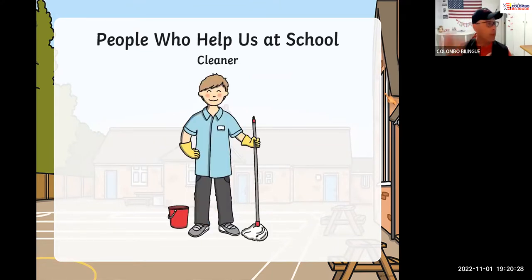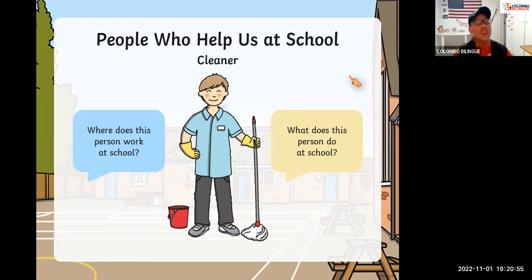Cleaner. Sometimes he's separated. Sometimes they're both, in Colombia both things are made by the same person. En Colombia, estas dos cosas las hace el mismo. All right, sometimes we have a guy in charge of the keys and sometimes we have a cleaner. The cleaner, what is his job? And where is he? All around school. All right, very good. I'm going to show you more.